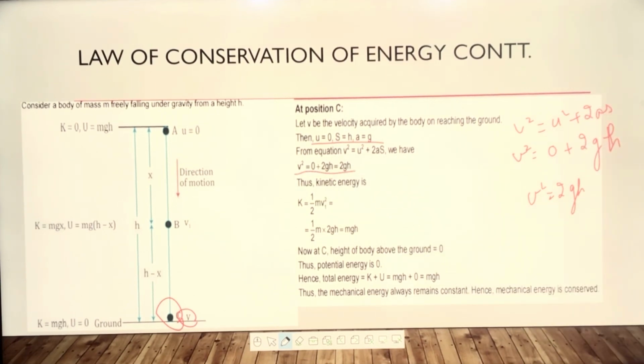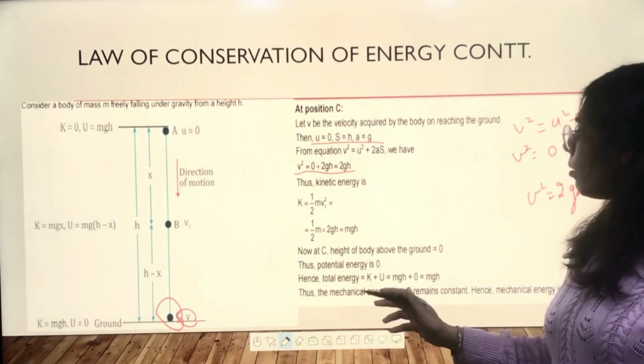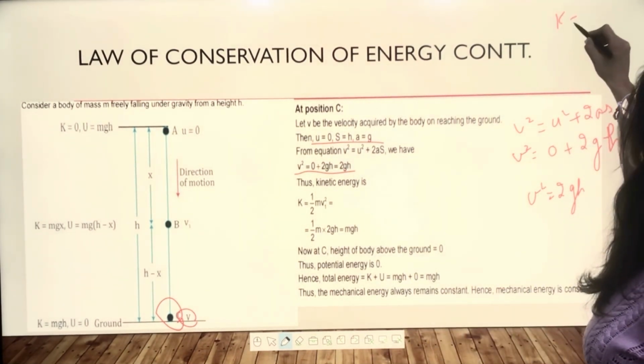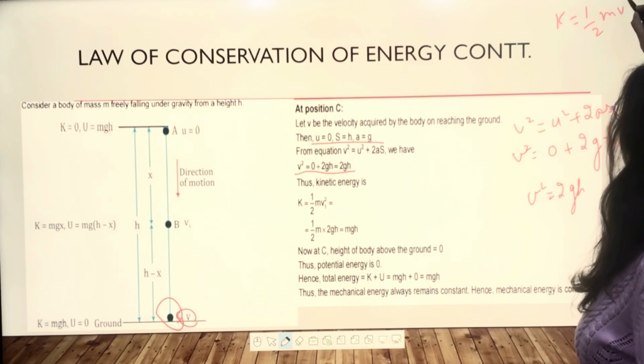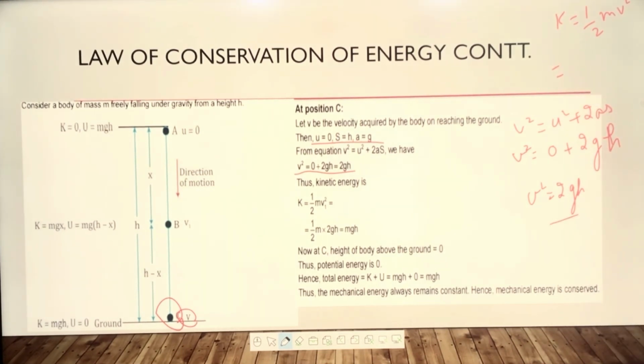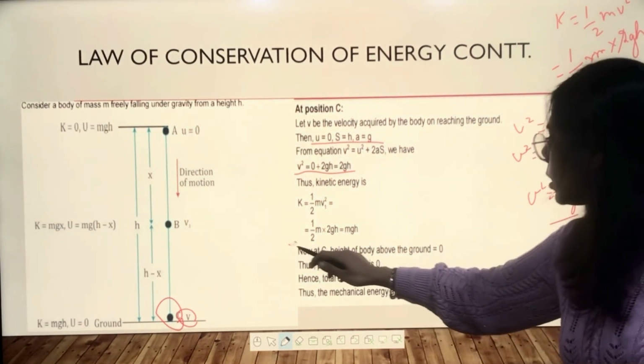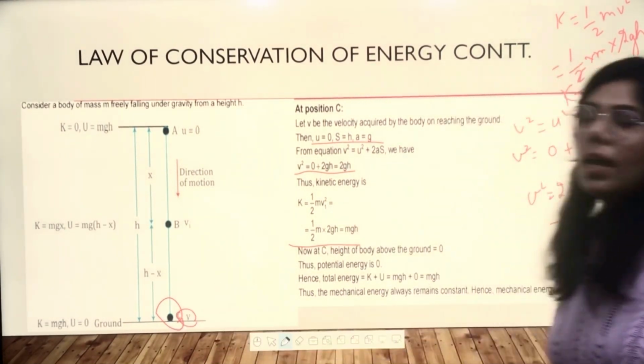Now we need to calculate the kinetic energy, that is half mv square. We know the value of v square now, that is 2gh, so it is half into m into 2gh, and 2 and 2 will be cancelled out. The value of kinetic energy at point C we have obtained is mgh.